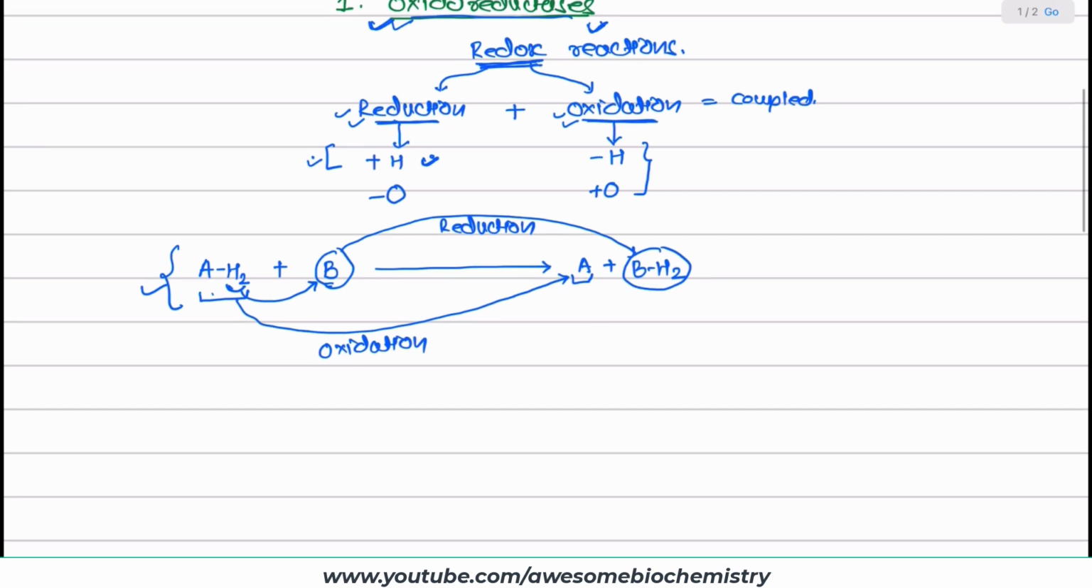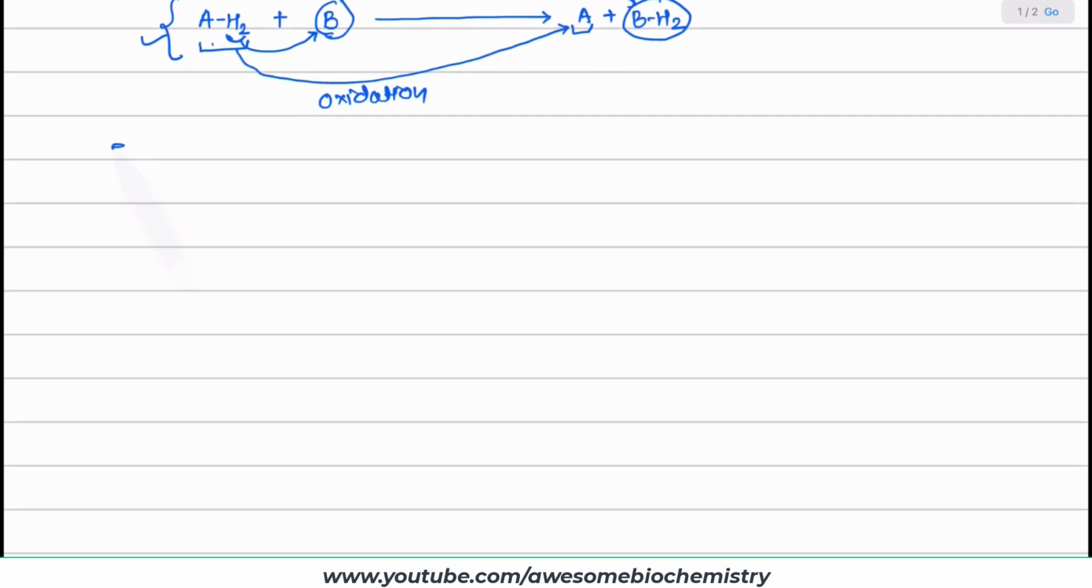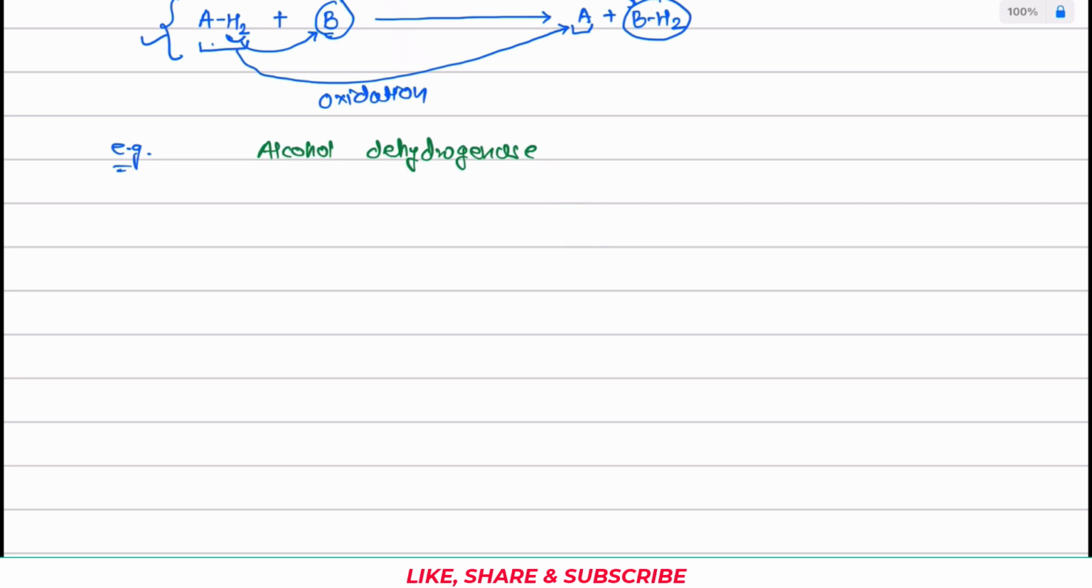Now let us look at one real-life example of the oxidoreductases class. One enzyme is alcohol dehydrogenase. This enzyme converts alcohol to acetaldehyde. Let's take the example of ethanol. The structure of ethanol is CH3, CH2 followed by an OH group. So this is ethanol.